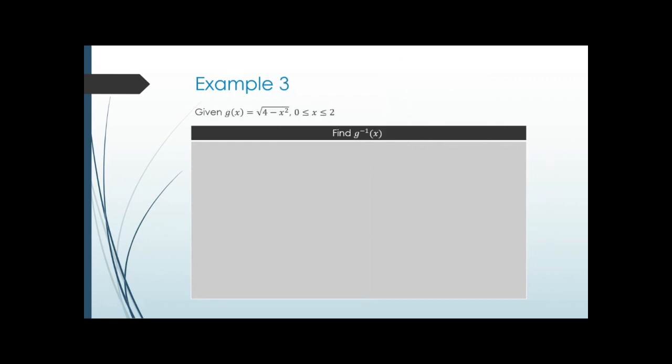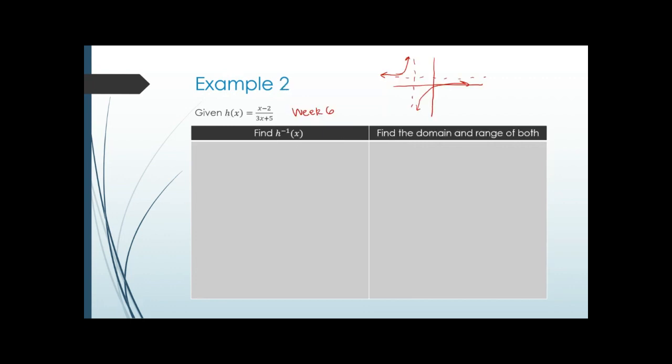So we start, we've got h of x equals (x minus 2) over (3x plus 5). We're replacing h of x with y. So y equals (x minus 2) over (3x plus 5). Now you interchange the x and the y. So x equals (y minus 2) over (3y plus 5).